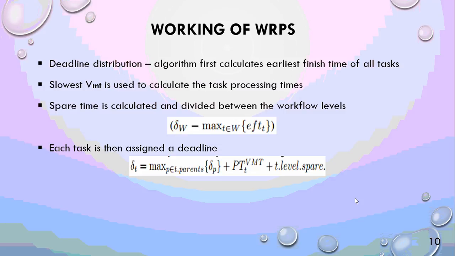These are a few terms which are worth noting. Deadline distribution. The algorithm first calculates the earliest finish time of all the tasks, and the slowest time is used to calculate the task processing time. Spare time is calculated and divided between the workflow levels. Spare time is nothing but the difference between the deadline and the earliest finish time of the workflow. After these two, finally the deadline is assigned, which is nothing but a combination of the finish time and the spare time.